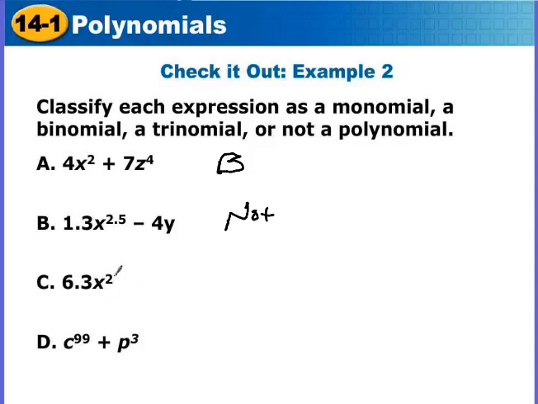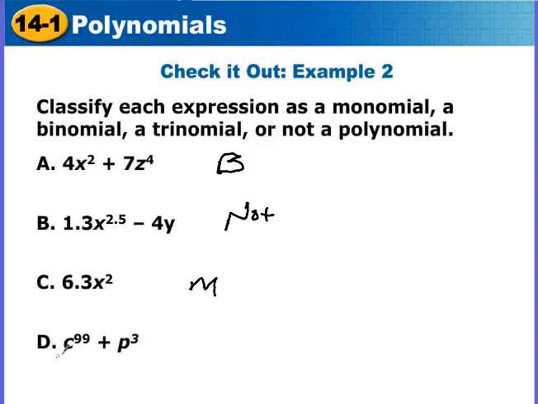Okay, this one is good. Now the thing that confuses us is that this 6.3 here is not a whole number. The number in front does not have to be a whole number, it just has to be a number. So it's the exponent that has to be a whole number. So this one is a monomial.